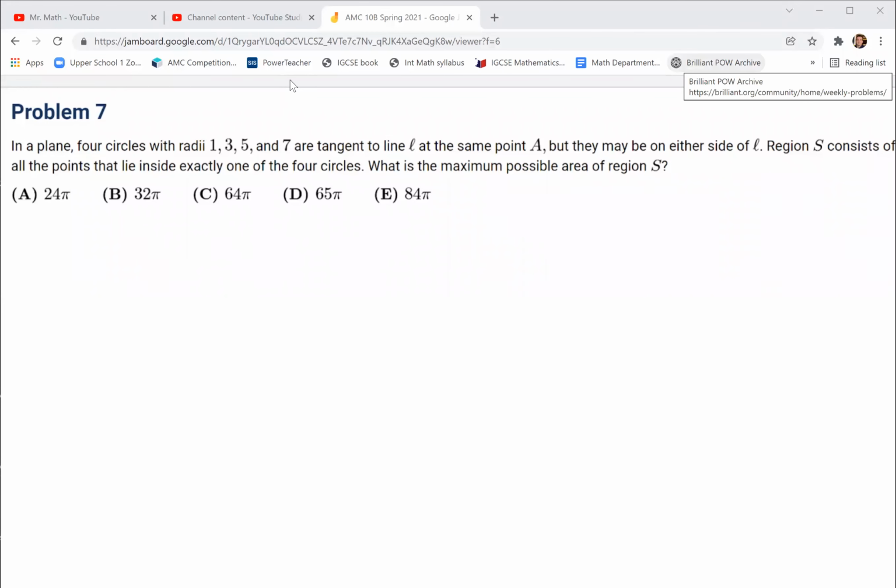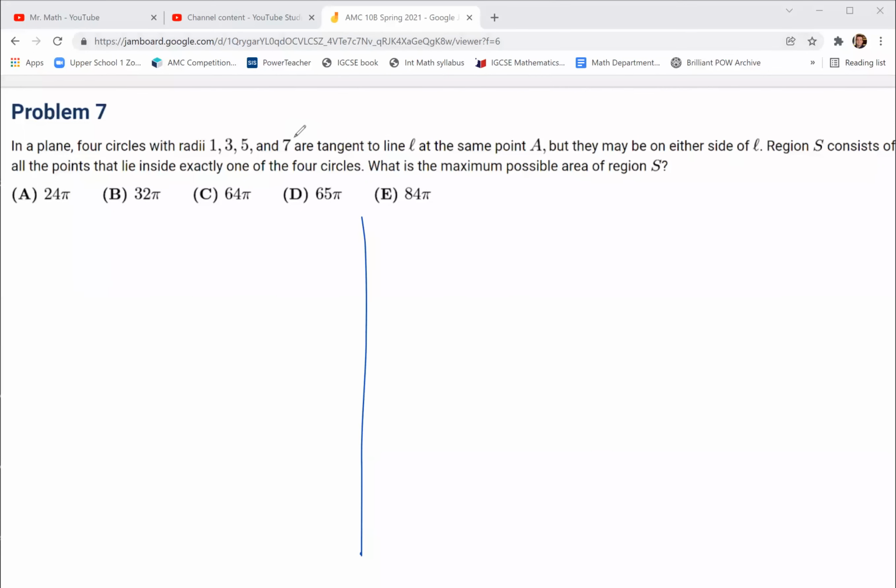So for number 7, in a plane, 4 circles with radii 1, 3, 5, and 7 are tangent to line L at the same point A, but they may be on either side of L. Region S consists of all the points that lie inside exactly one of the 4 circles. What is the maximum possible area of region S? Okay.